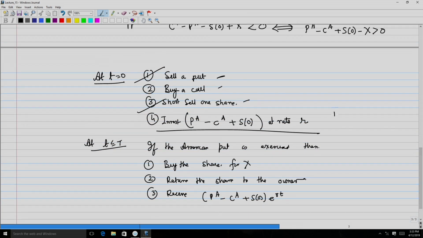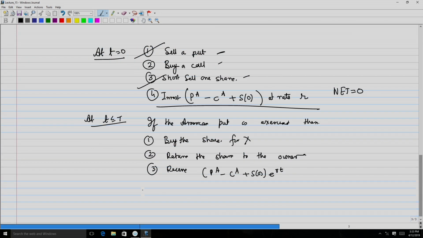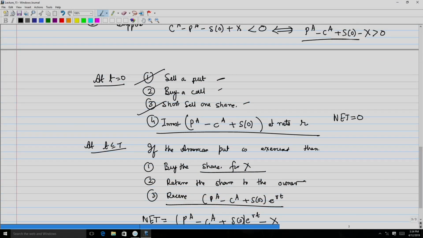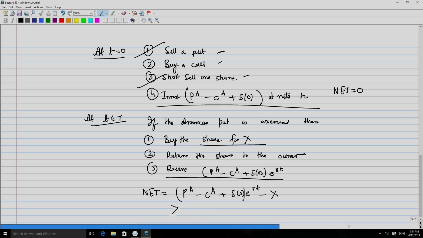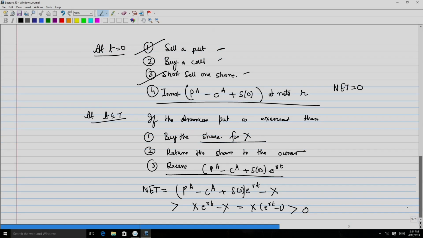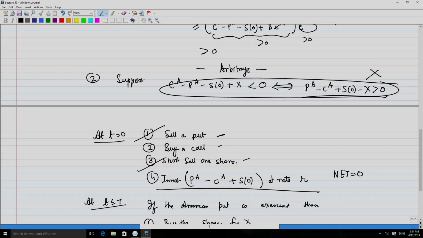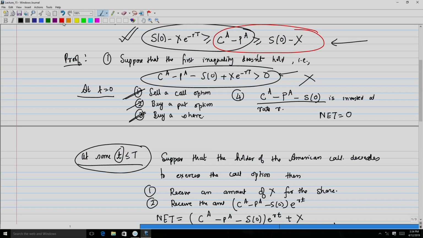So, in the first case your net is equal to 0, and in the second case your net profit is going to be as follows. You have received this amount, Pa minus Ca plus S0 into e raised to rT, and you had bought the share for X, so you spent an amount of X. The assumption was that Pa minus Ca plus S0 is greater than X. So this is going to be greater than X e raised to rT minus X, which is X into (e raised to rT minus 1), and this is strictly greater than or equal to 0. So again you have an arbitrage opportunity, and so your basic assumption here was incorrect, and consequently this relation holds.